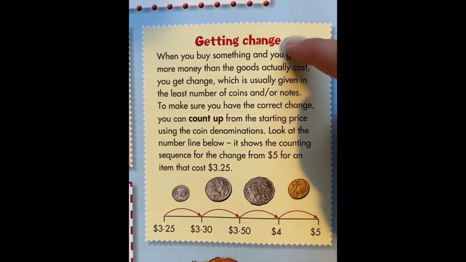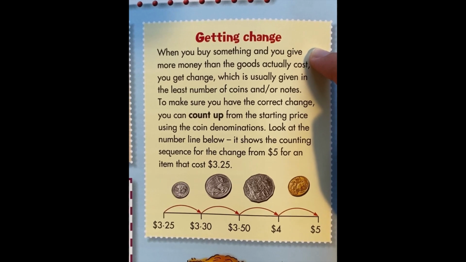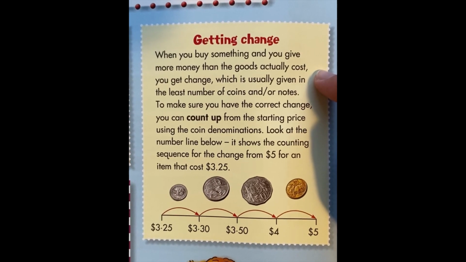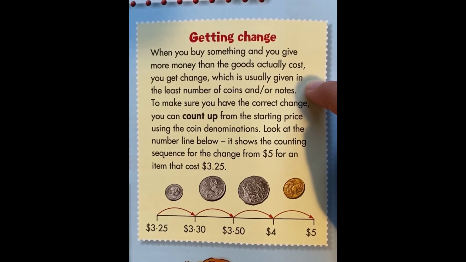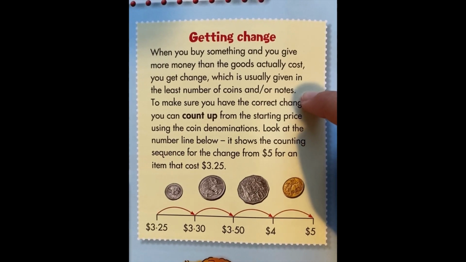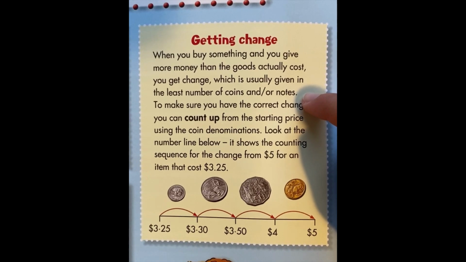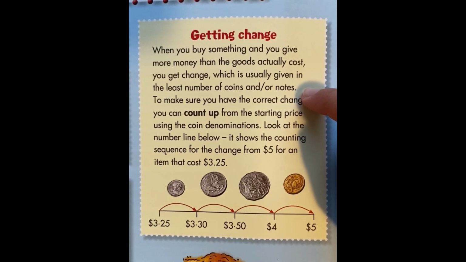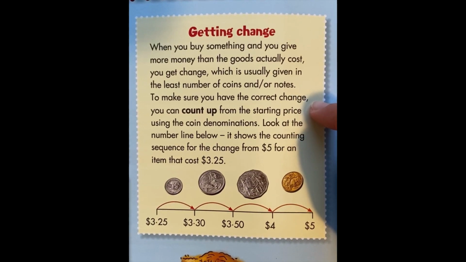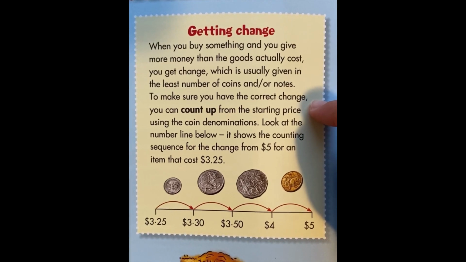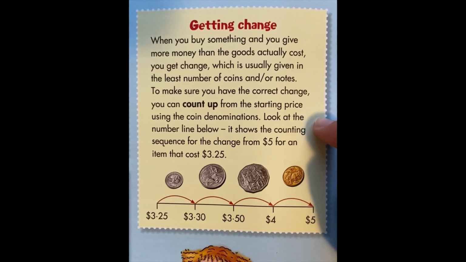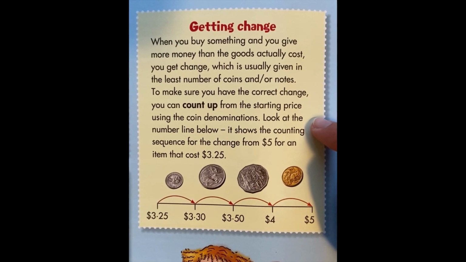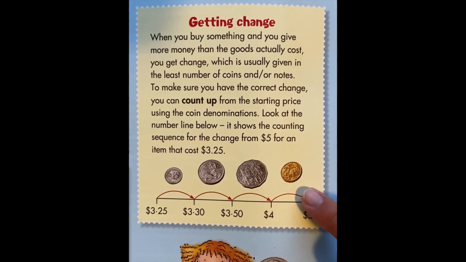Getting change. When you buy something and you give more money than the goods actually cost, you get change, which is usually given in the least number of coins and/or notes. To make sure you have the correct change, you can count up from the starting price using the coin denominations. Look at the number line below.